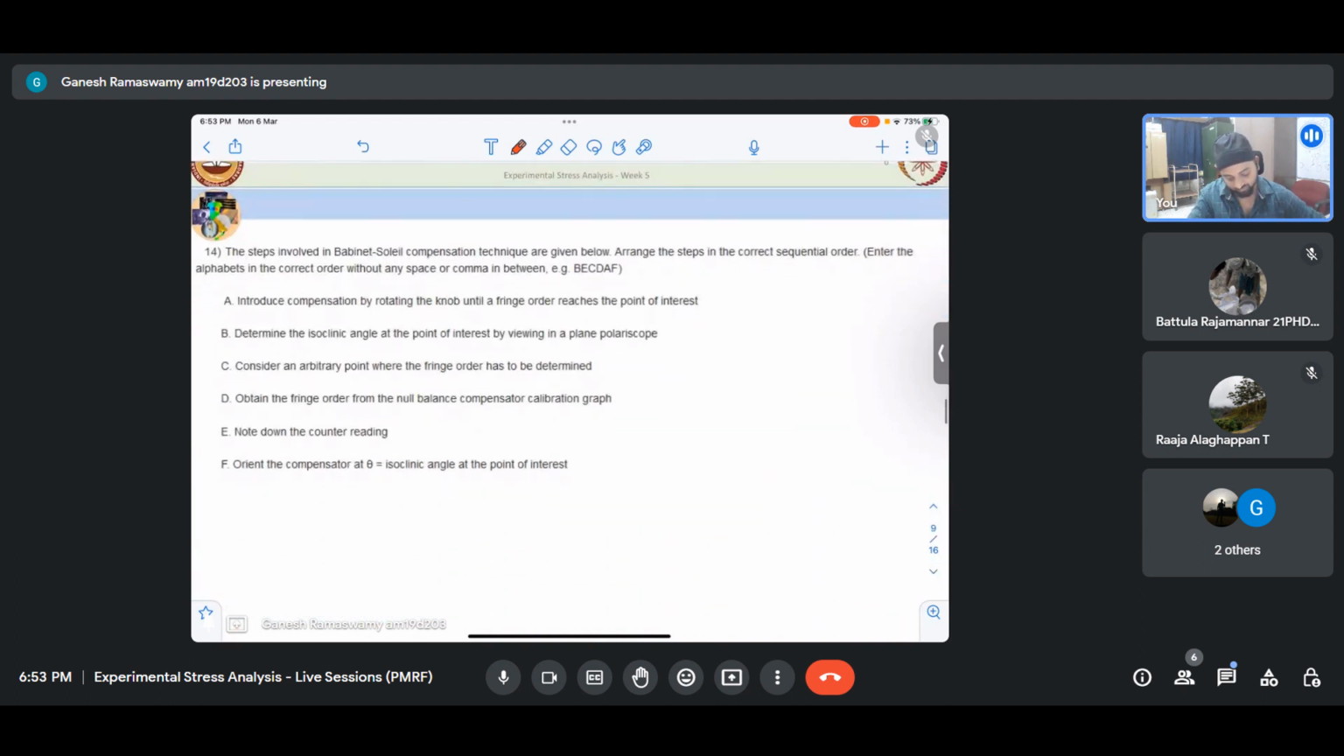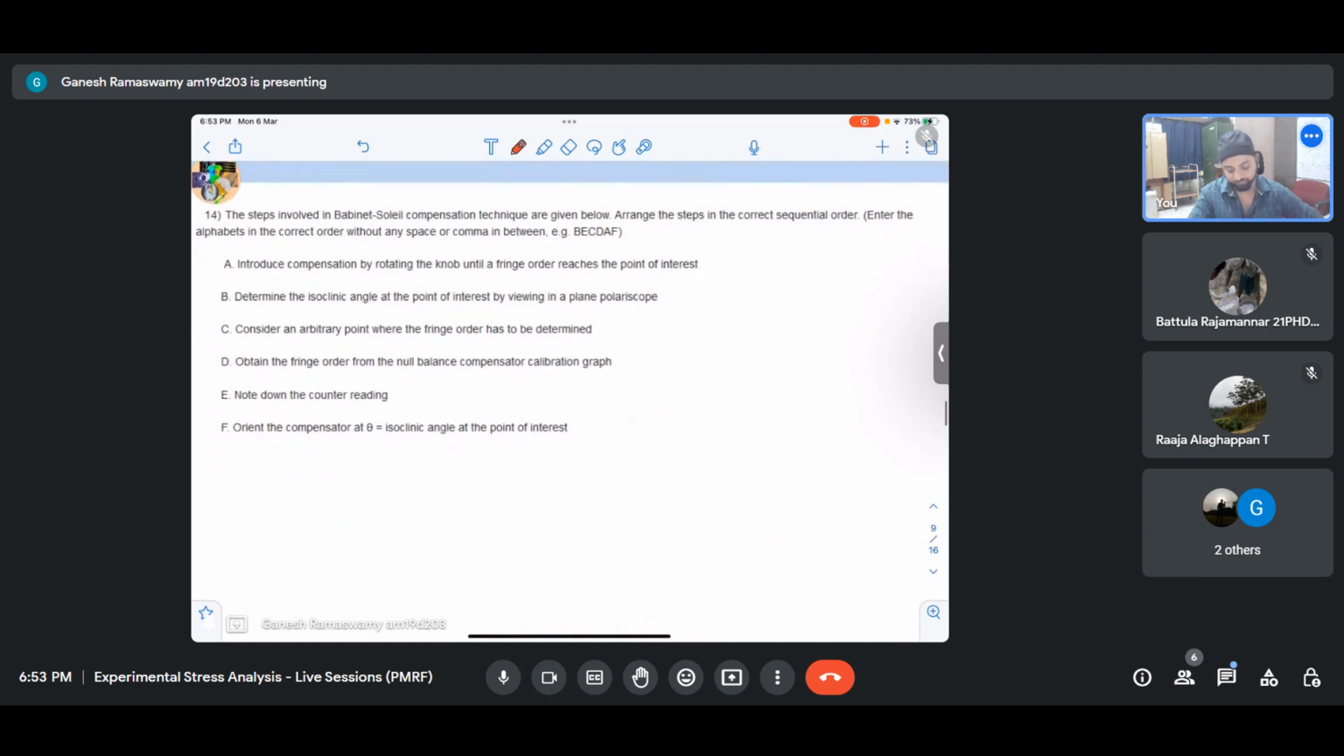The steps involved in the Babinet-Soleil compensation technique are given below. Arrange these steps in the correct sequential order. Enter the alphabets in the order without any space. For example, if you thought that the order is this, then that is how you're supposed to report it.